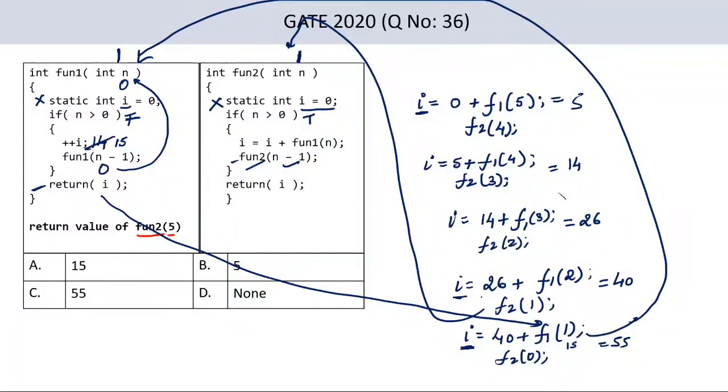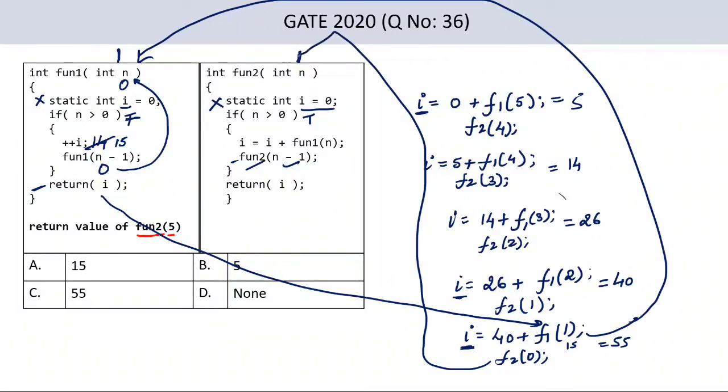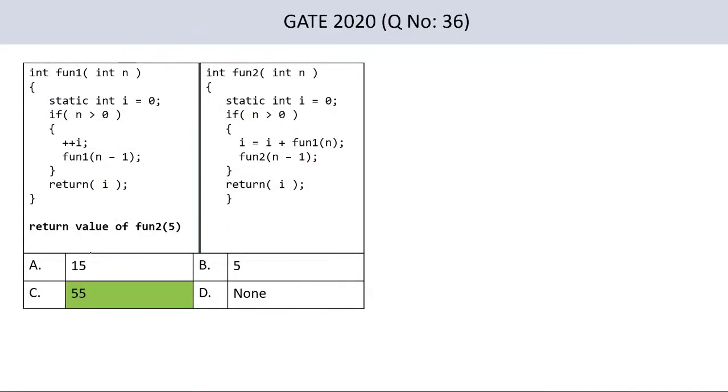So what I will do now, I will call this function 2 with value 0. Now, will I reinitialize? No. Is 0 greater than 0? No. Now the condition becomes false. Since the condition is false, I'll come out of the block and return. To whom will I return? What I'll return is the value of I. The current value of I is 55. So the correct answer is 55. Finally, if you see, the correct answer of this question of GATE 2020 question number 36 is 55.